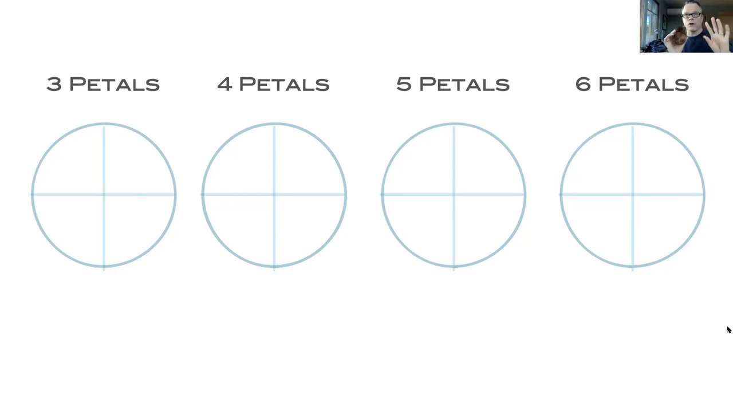So you want four circles, and then you're going to put the crosshairs through them. And this is going to be a sort of geometry template for thinking about the symmetry of petals with three petals, four petals, five petals, and six petals. Give you a moment to do that now.